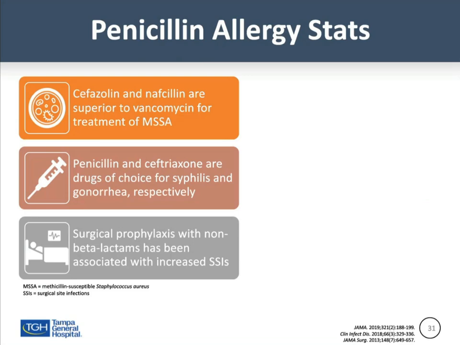So a few stats on penicillin allergies. We know, based on a lot of data, cefazolin and nafcillin or oxacillin are our superior agents for infections caused by MSSA over vancomycin. So while people might say, oh, they have a penicillin allergy, I'll just do vanco, we should be saying, no, let's clarify that allergy. Let's challenge that allergy, because our mortality, our outcome data is superior with things like cefazolin and our anti-staph penicillins. Additionally, penicillin and ceftriaxone are drugs of choice, respectively, for syphilis and gonorrhea infections. With the increasing resistance of gonorrhea infections, we don't want to be using substandard regimens.